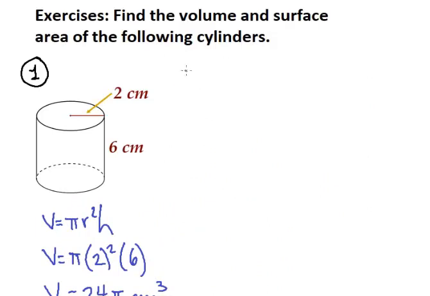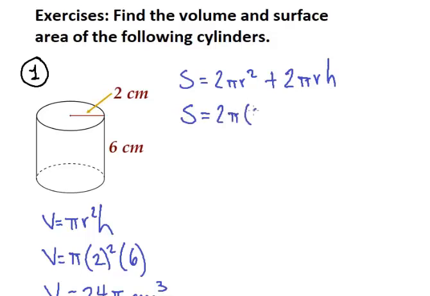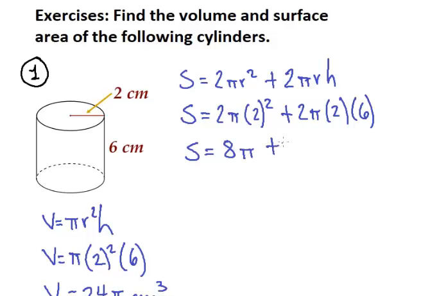So the surface area formula is S equals 2 pi r squared plus 2 pi r h. Well, 2 pi, the r is 2 in this case, and the h is 6. So 2 times 2 squared, well, 2 squared is 4, times 2, that will be 8. I copy the pi, plus 2 times 2, 4, times 6, 24, so 24 pi. If I add 8 pi with 24 pi, because they are like terms, that will give me 32 pi, and that will be the exact answer for the surface area.